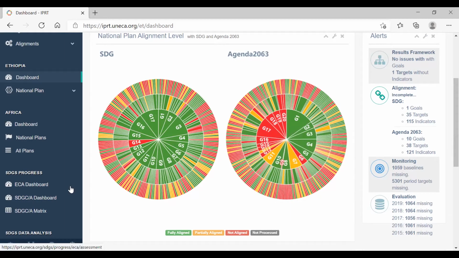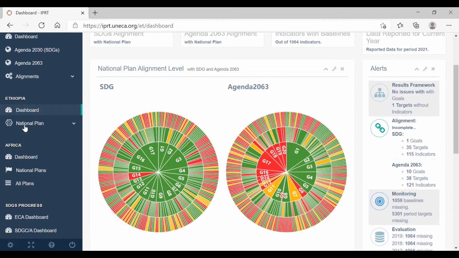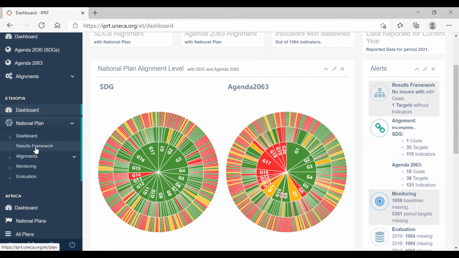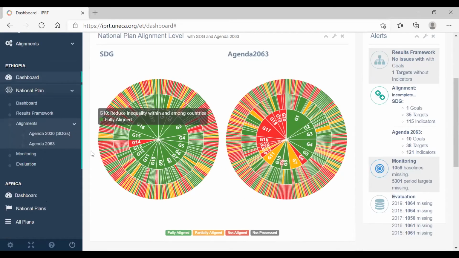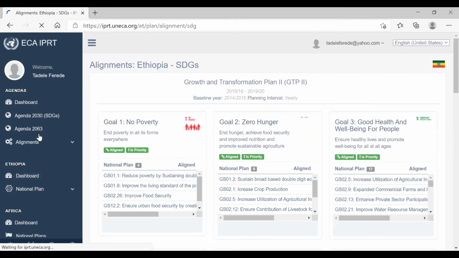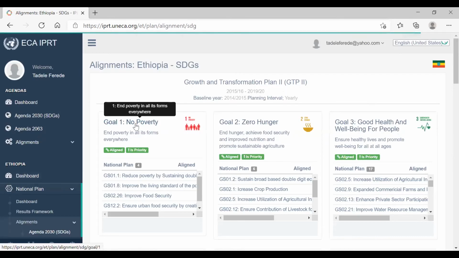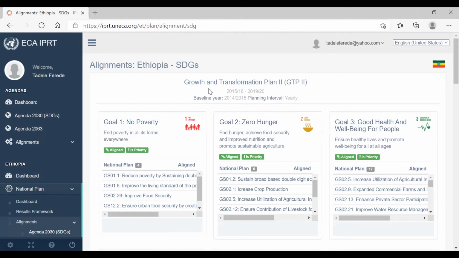This is the national dashboard. So let us look at the alignment of, for example, Ethiopia's national plan with the agenda. Let us look at the details. Growth and Transformation Plan of Ethiopia.